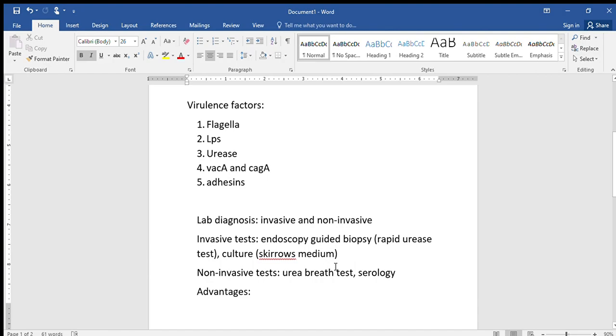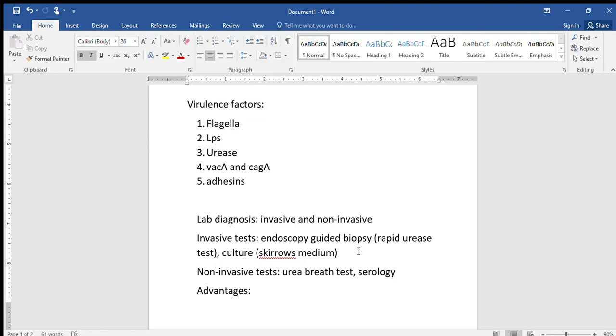So what are the staining techniques? One is of course the Gram stain, and next there is a stain called the silver stain. So what is the exact name of that silver stain? That is the Warthin-Starry stain. And next thing is, of course, we can also do the Giemsa stain.